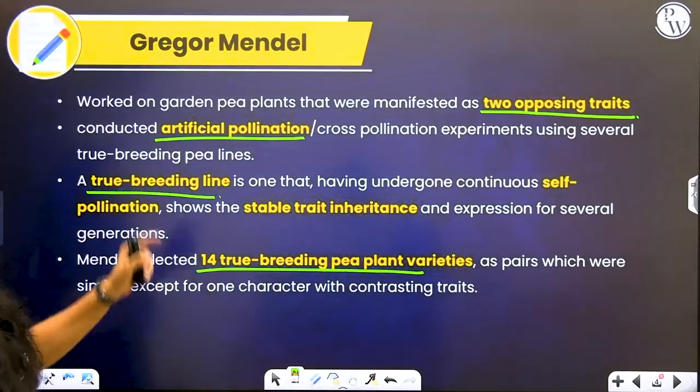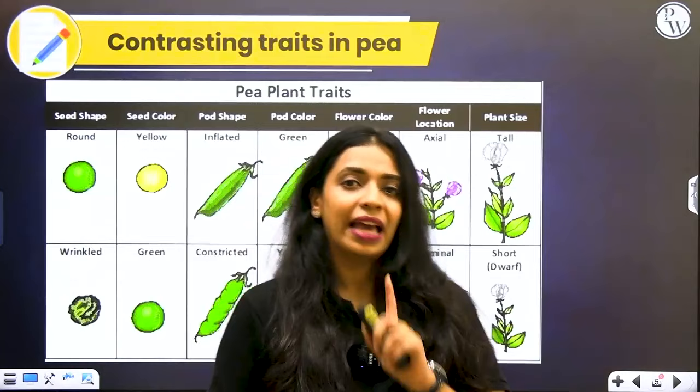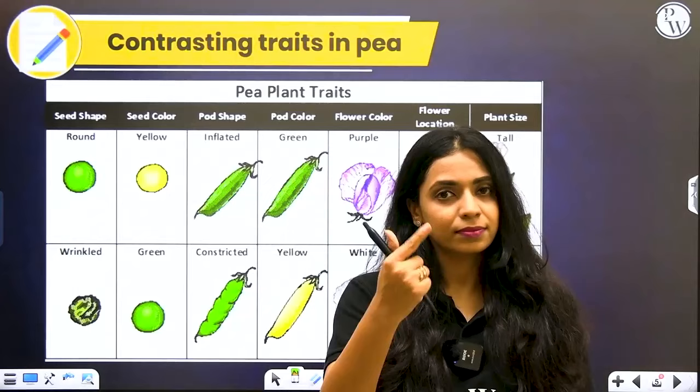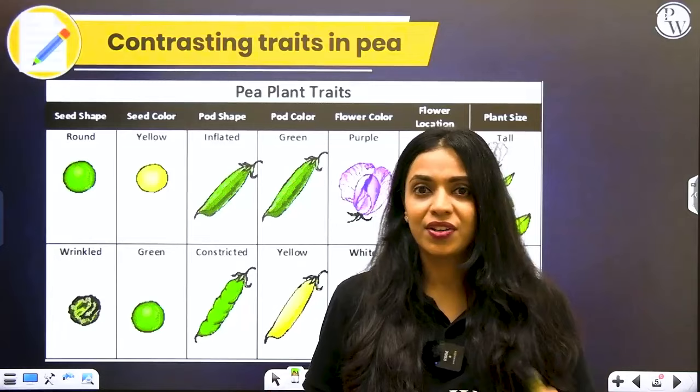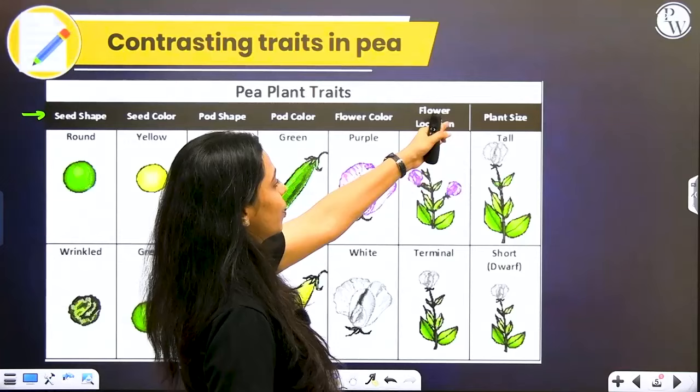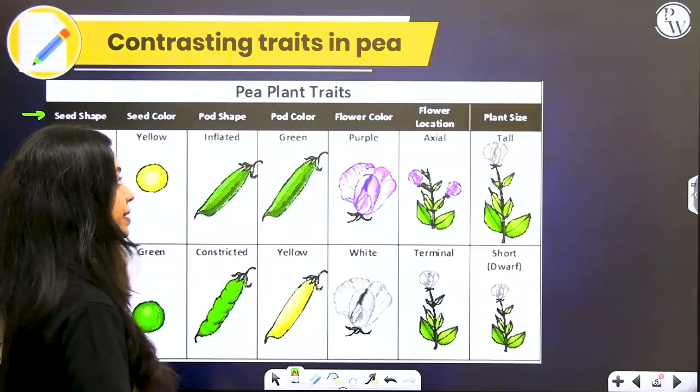Let's take a look at those seven characters. When I say character, what I mean is the height of the plant, the shape of the seed, the shape of the pod, the color of the seed, color of the pod, position of the flower, color of the flower. These are characters. Most students get confused between characters and traits. Character is what you see here in this column. The seed shape, seed color, pod shape, pod color, flower color, flower location, and the height of the plant. So these are the characters that he considered. So what you have here in this column are the characters.